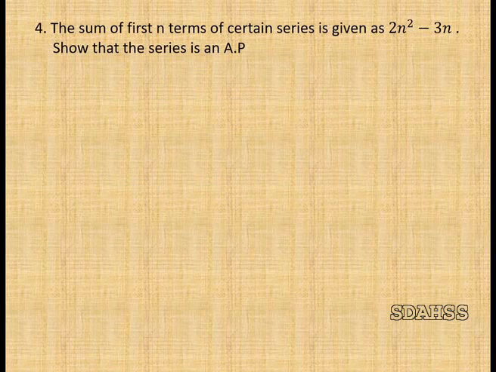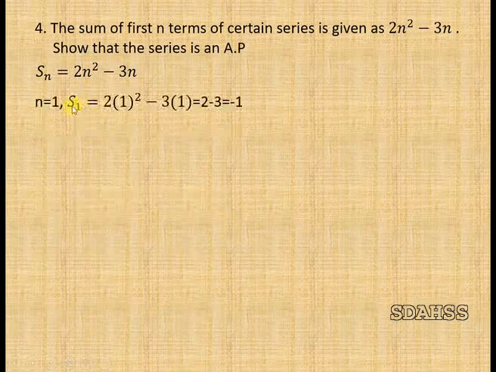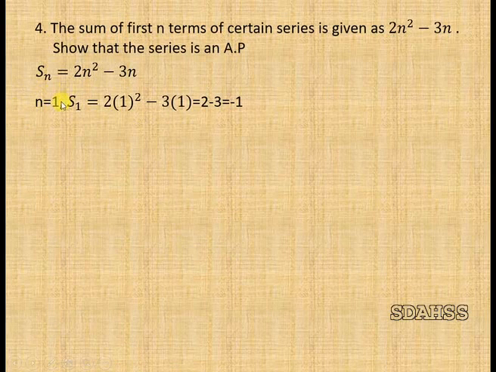Fourth sum. The sum of first n terms of a certain series is given as 2n square minus 3n. Show that the series is an AP. So Sn is equal to 2n square minus 3n. Substitute n is equal to 1 in the given series. So you have n is equal to 1.